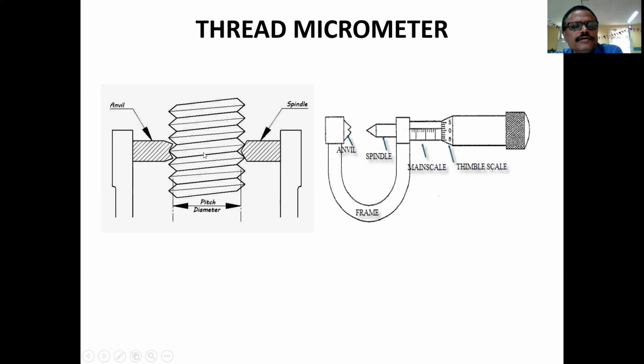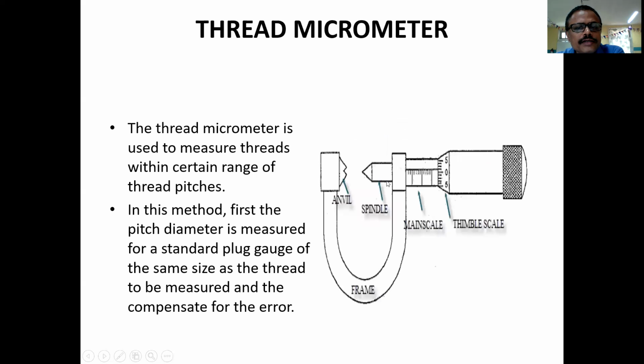That is, this specimen is placed in between the anvil and the spindle. You have to place it in between this. You should have the preliminary knowledge of reading the micrometer. That's all required for this. So the pitch diameter is measured using the thread micrometer. That can be best explained here. There are graduations here. You should know the least count of the micrometer. Then you should also know how to take readings in the micrometer.